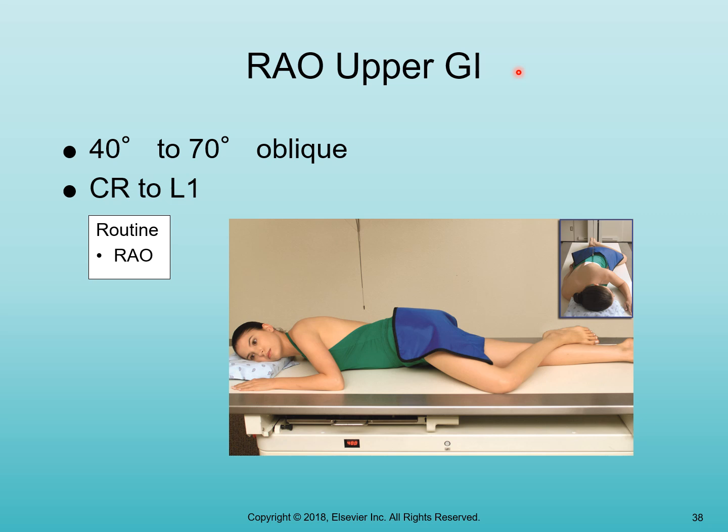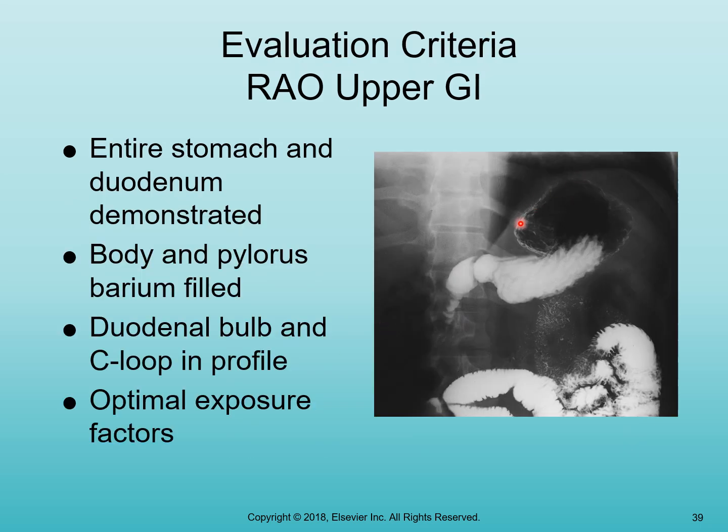The criteria that we're looking for on this: now the fundus is going to be full of air because the patient is prone. The duodenal bulb will be in profile on this particular image. So the fundus is full of air, the body and the pylorus have barium, and the duodenal bulb is in profile, which is right here. This is the duodenal bulb, this is the beginning of the C loop. So right here, that duodenal bulb or duodenal cap is in profile if this is done correctly.